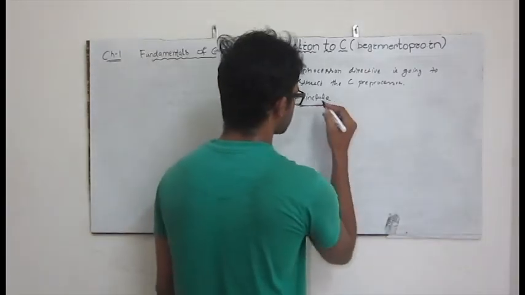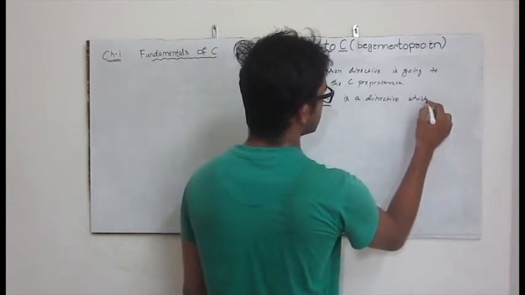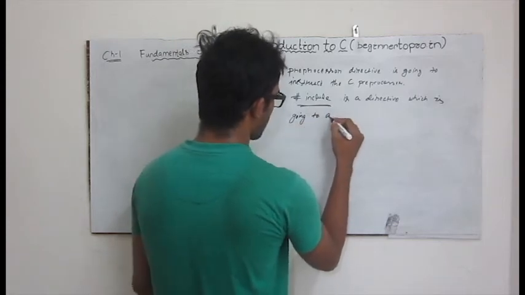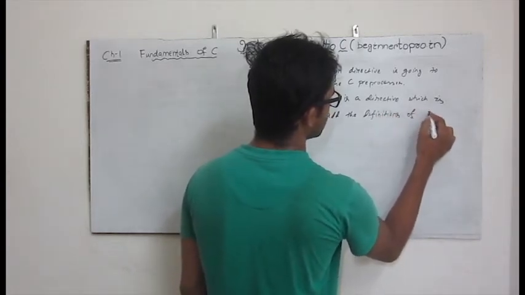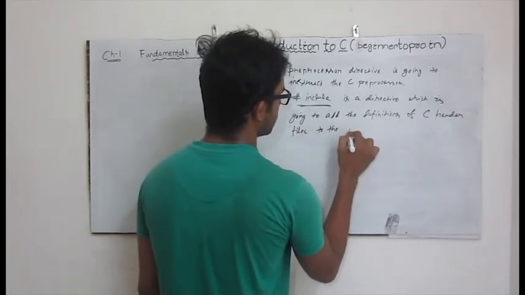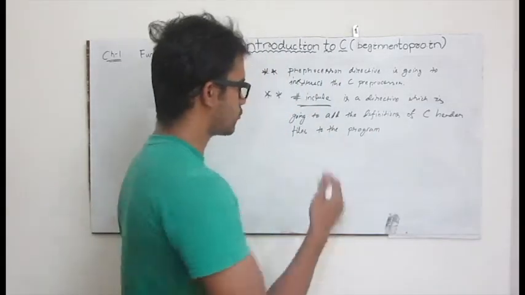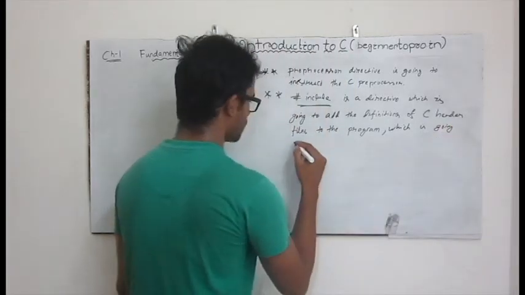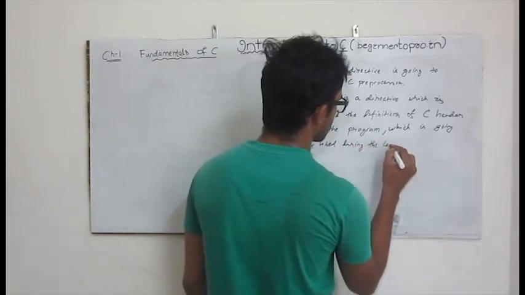Hash include is a directive which is going to add the definitions of C header files to the program, which is going to get used during the compilation.